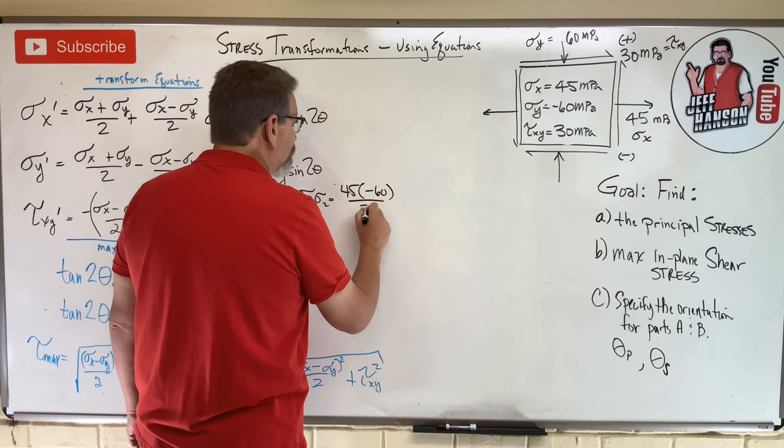Now, remember what we said. What are these two guys here? Well, you add these two together. 45 plus negative 60 is how much? Negative 15. Negative 15 divided by 2 is how much? 7.5 to the negative. What does negative mean? Well, I drew it wrong is what it means. I drew it in tension, didn't I? But guess what? It's in compression, okay?